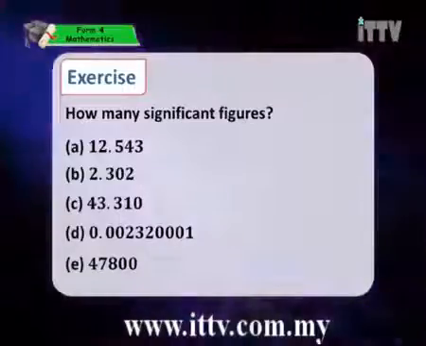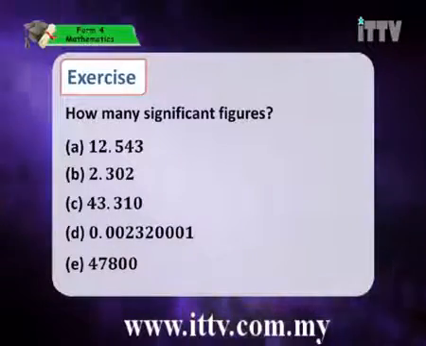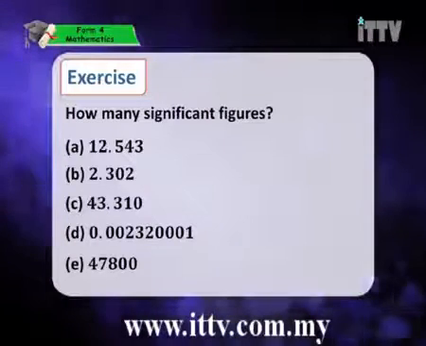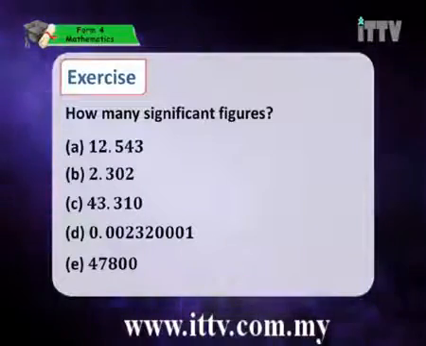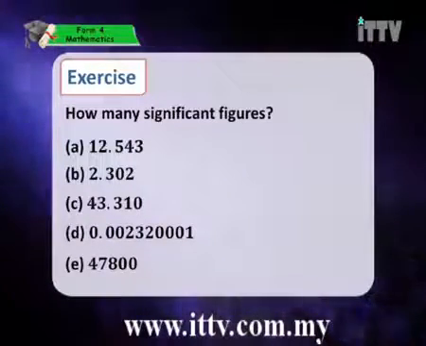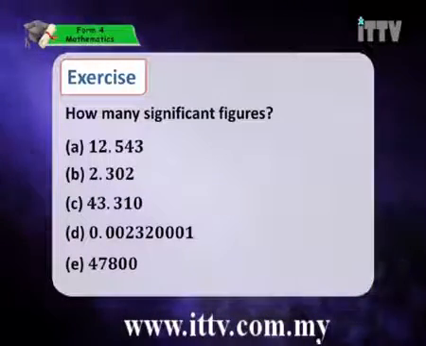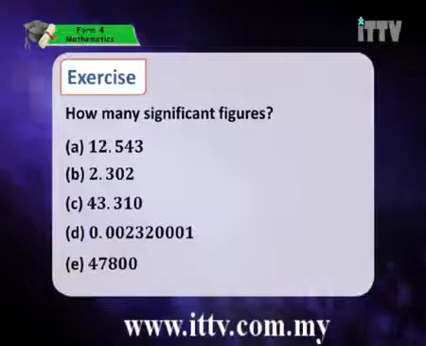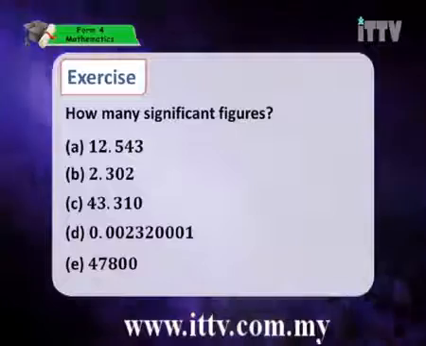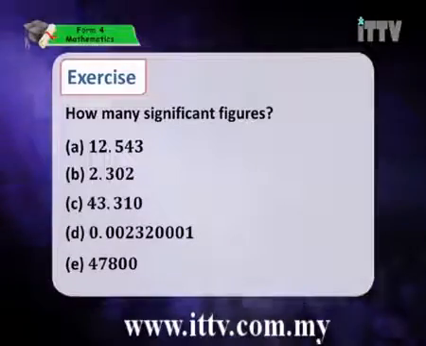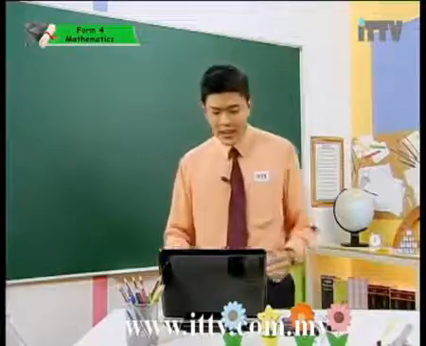Alright, now let's move on to our exercise. How many significant figures? There are 5 numbers here, okay? A, 12.543, B, 2.302, C, 43.310, D, 0.002320001, and E, 47800. Alright, now I'm going to show you on the board how many significant figures there are in each number.